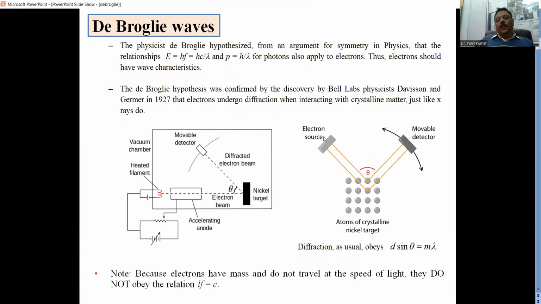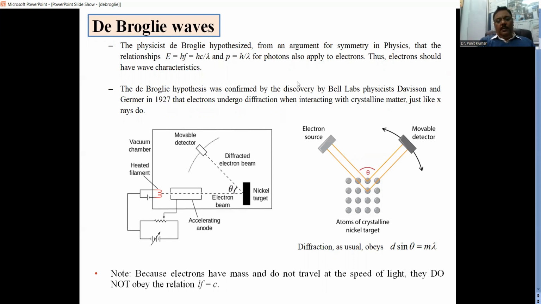Afterwards, de Broglie hypothesized, from an argument of symmetry in physics, that the relationships E is equal to h nu and p is equal to h upon lambda, which apply to photons, also apply to electrons. Thus, electrons should have wave characteristics. This hypothesis was further confirmed by the experiment of Davisson and Germer, that electrons undergo diffraction when interacting with crystalline matter.